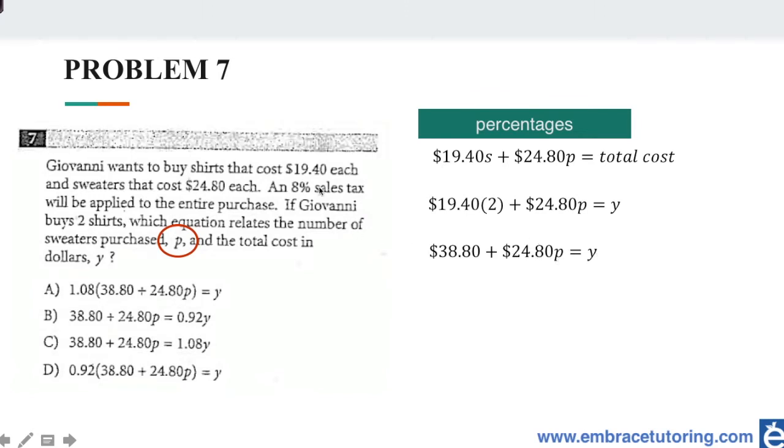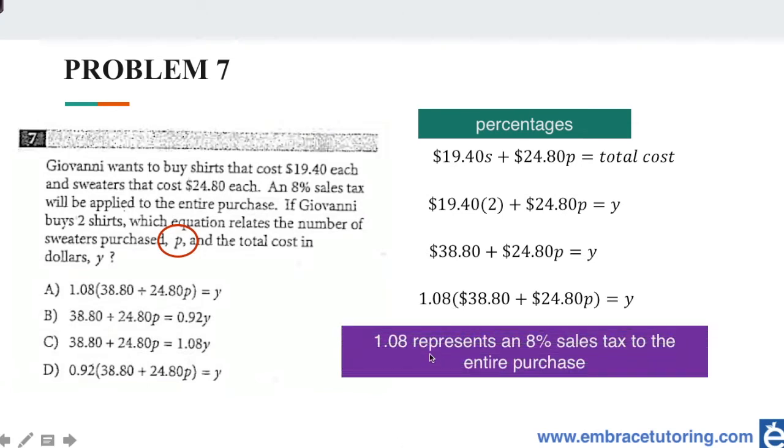Now, because it's an 8% sales tax of the entire purchase, I need to take that entire amount or that entire purchase and multiply it by 1.08. And remember, the 1.08 is representing the 8% sales tax on the entire purchase. And this equation here is best matching answer choice A. So 7 will be A.